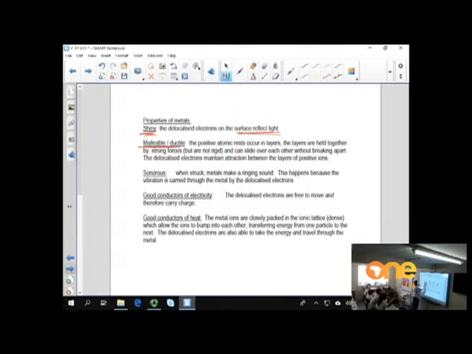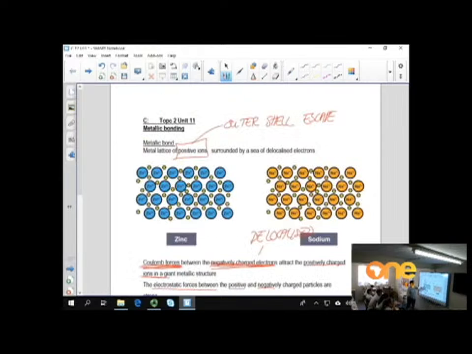Malleable and ductile. Another word for malleable and ductile is they are workable. Now, why are they workable? I want to go back to the pictures of the bonds. If I hit a block of zinc with a hammer, bang, I'm disrupting the crystal lattice, aren't I? If it was a normal ionic bond, where the bonds were rigid between positives and negatives, I would shatter that crystal, wouldn't I? But why does this not shatter?